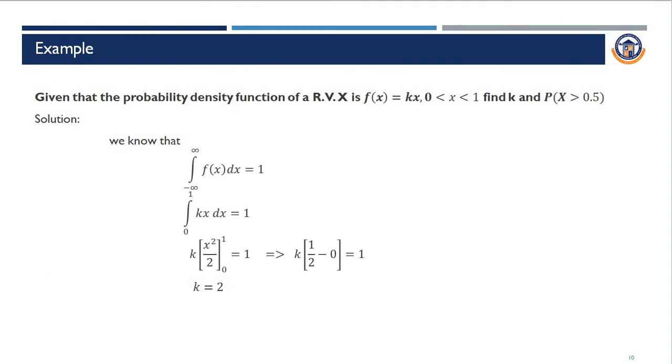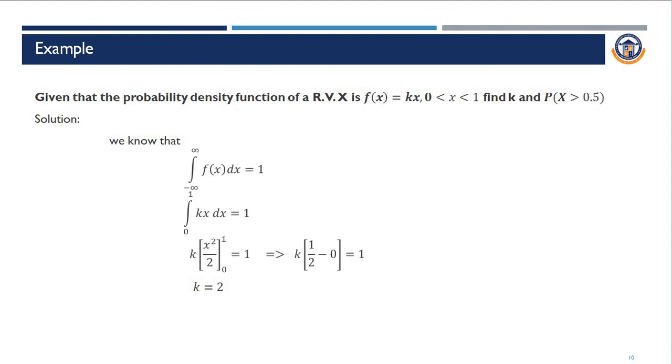For an example, given that the probability density function of a random variable X is f of x equal to kx, for 0 less than x less than 1. Find k and P of X greater than 0.5. The first part is to find the value of k.